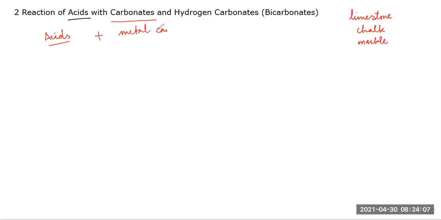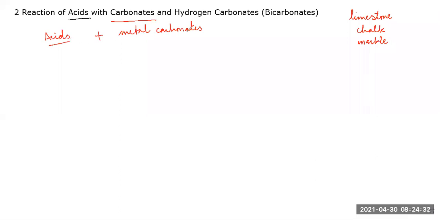Metal carbonates. See, carbonate is an ion. Students, is it a cation or an anion? Carbonates and hydrogen carbonates, are they cations or anions? Any student? Anions. Yes, they are anions.